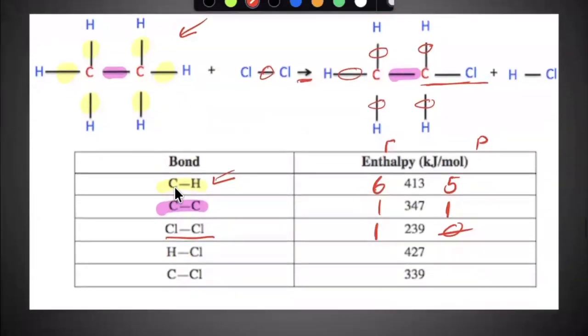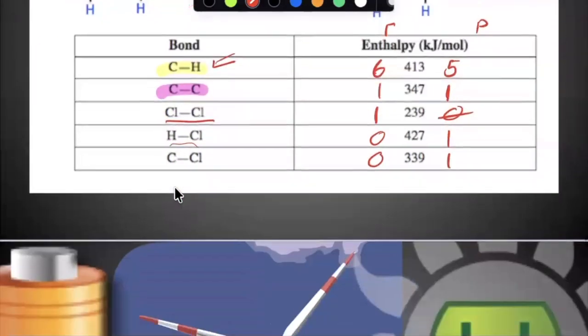Okay, now for hydrogen-chlorine, on this side, I've pretty much counted every bond now, so I don't really need to look at the reactant side anymore. So let's just look at the product side. Do I have a hydrogen-chlorine? I do, right there. So I've got 1 here and 0 there. And then finally carbon-chlorine, which I do have right here. And so 0 on reactants, 1 on products.